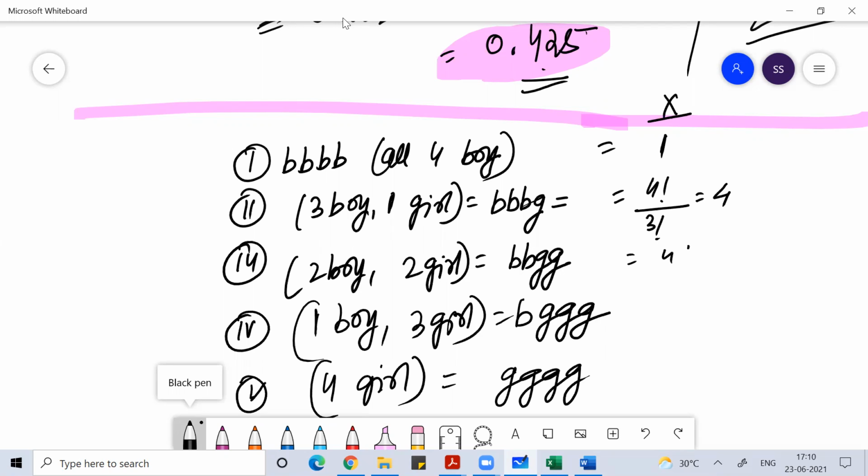This would be 4 factorial by 2 factorial, 2 factorial. This would be 6 cases. You can do it by yourself. This would be again 4 cases. This would be again 1 case. The total there will be 16 cases.